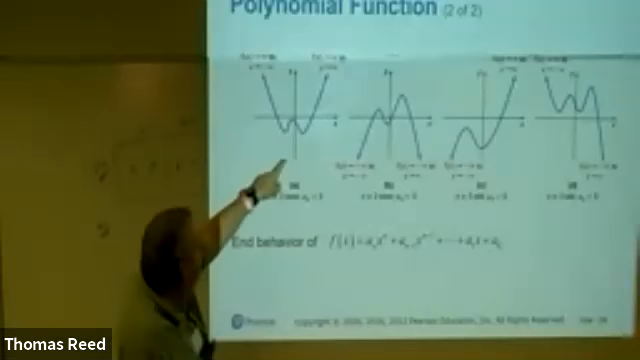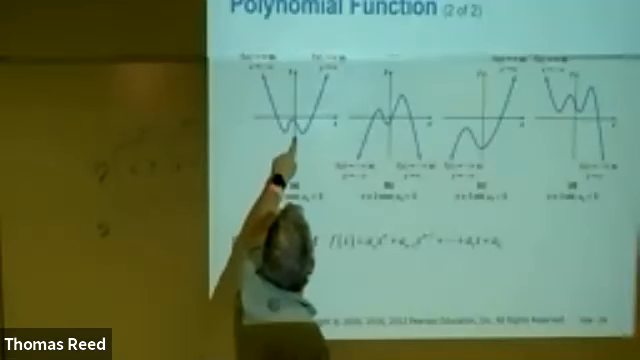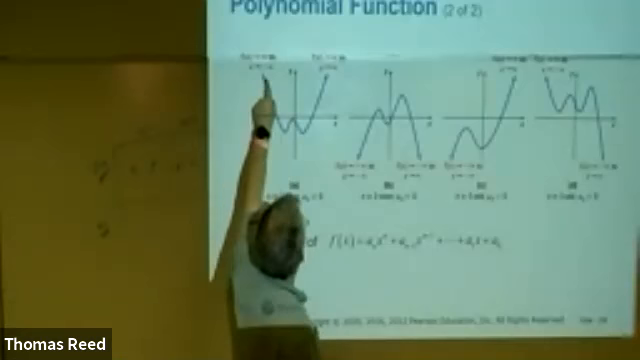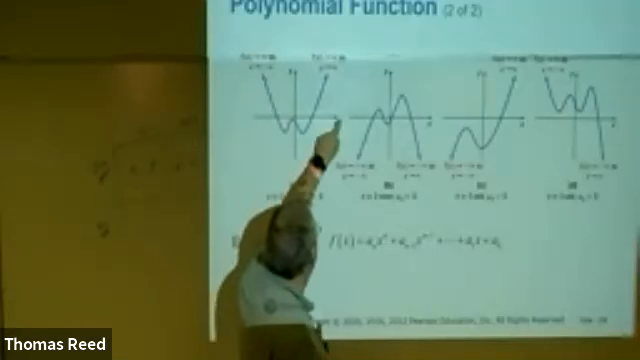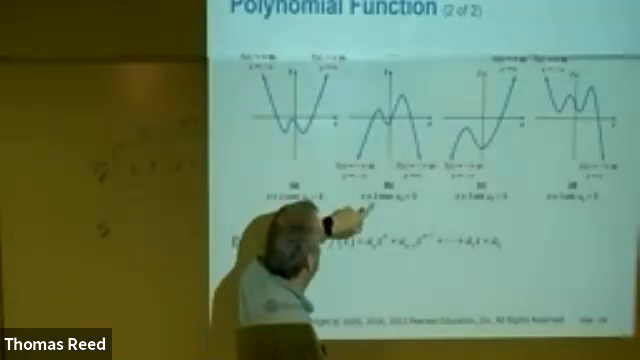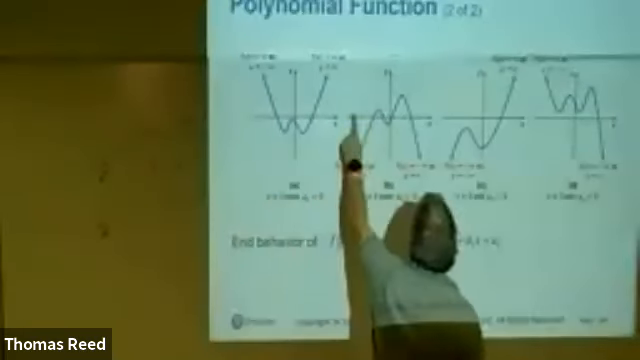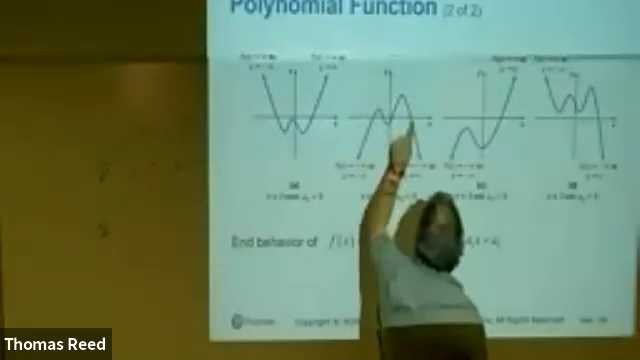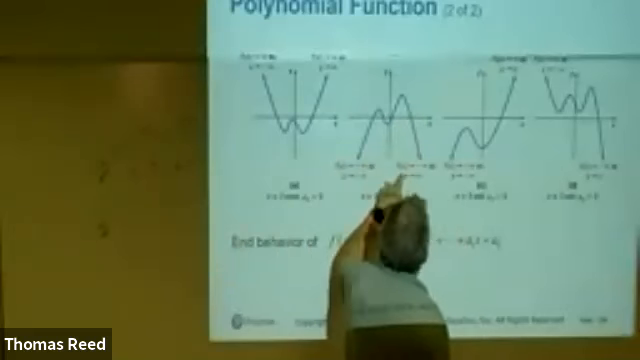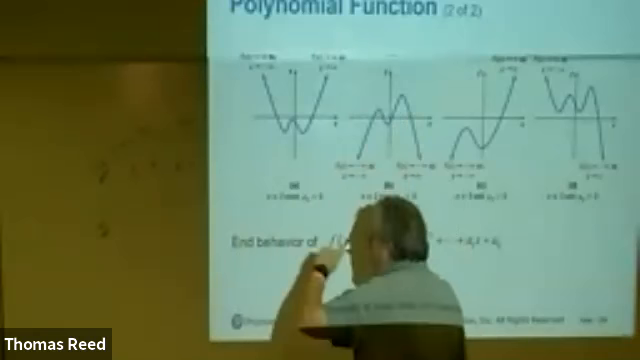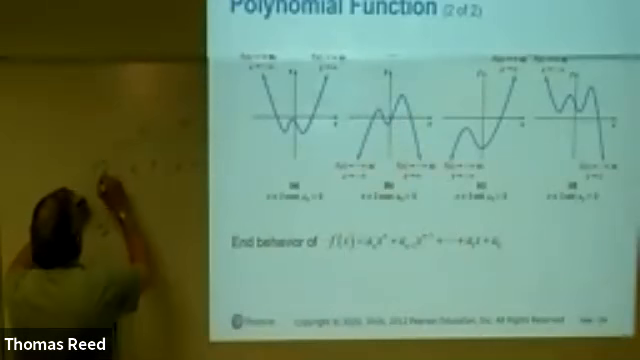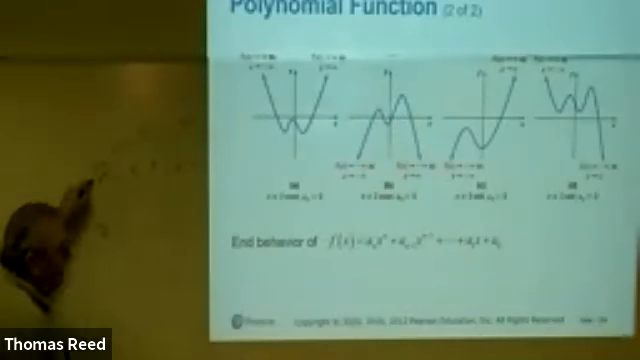And that's what this is showing. As x goes negative, y goes positive. As x goes positive, y goes positive. As x goes negative, y goes negative. As x goes positive, y goes negative. That's what the f of x is, the y value. That's for when you're dealing with an even degree polynomial.